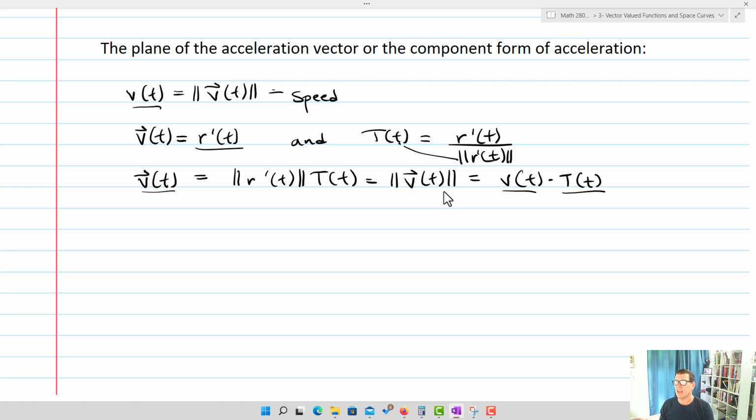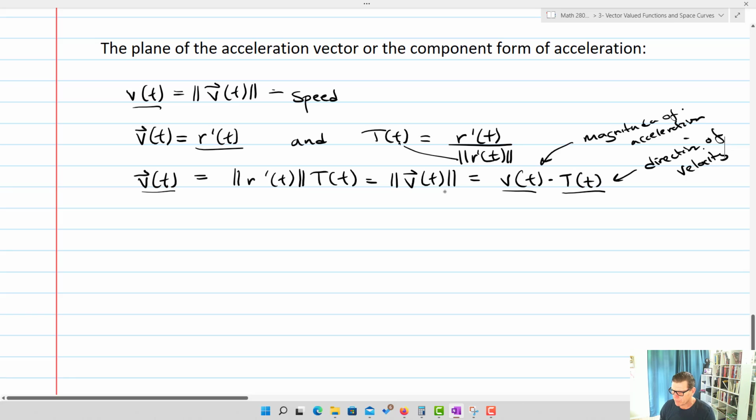This makes total sense if you think about it. Remember that speed is the magnitude of velocity, and the tangent vector is the direction of the velocity, because it's a unit vector, a vector with length 1. We made it unit. So if we multiply the magnitude, the speed, times the direction of the velocity vector, we get the velocity vector. It makes a lot of sense if you sit down and think about what all these mean. Okay, so we've got that.